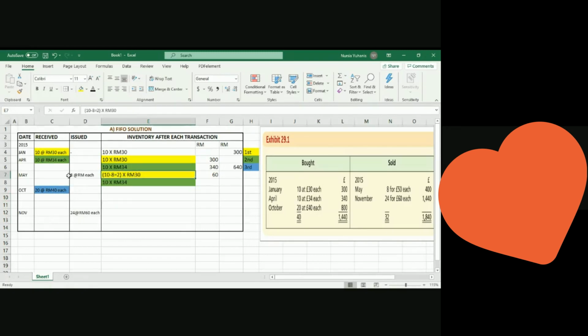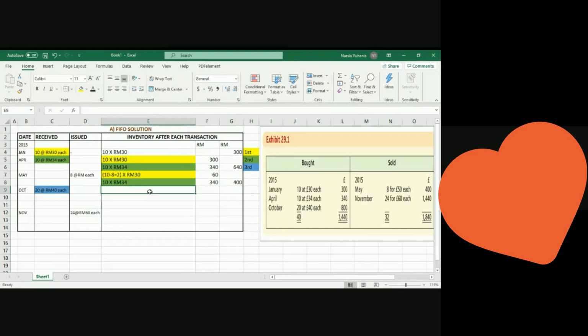Let's say the sales is 12. Then you take 10 from the first stock and another 2 from the second stock. But right now it's only 8, which is less than 10. So for the first stock you have another 2, and the second stock you have the full amount. So you have 60, and this one is still the same, 340. So the total of these two is 400. Everyone following? Yep. Okay, good.